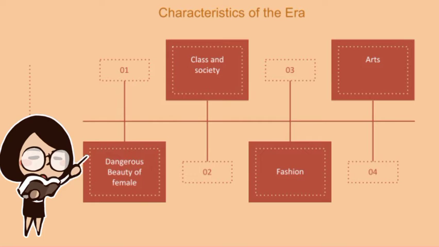And the third one is fashion. During the Edwardian era, women wore a very thick corset or body shaper and dresses with long skirts. The Edwardian era was the last time women wore corsets in everyday life. And the last one is arts. This era was characterized by its own unique art style; Art Nouveau had a particularly strong influence. Artists were influenced by the development of the automobile and electricity.